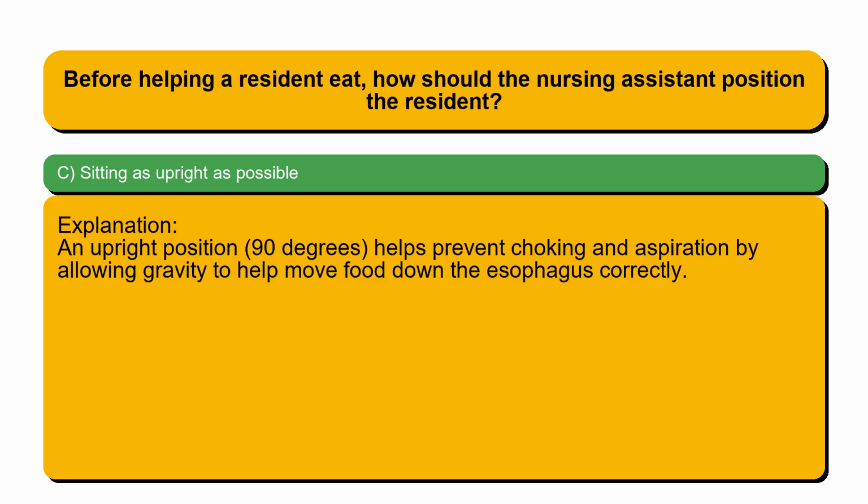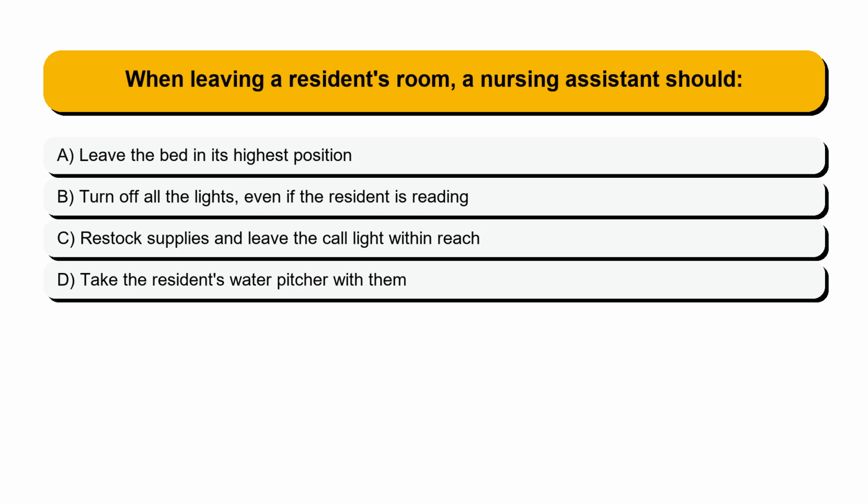An upright position, 90 degrees, helps prevent choking and aspiration by allowing gravity to help move food down the esophagus correctly.